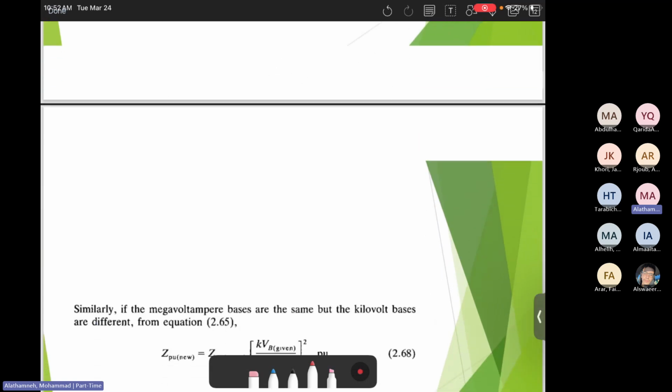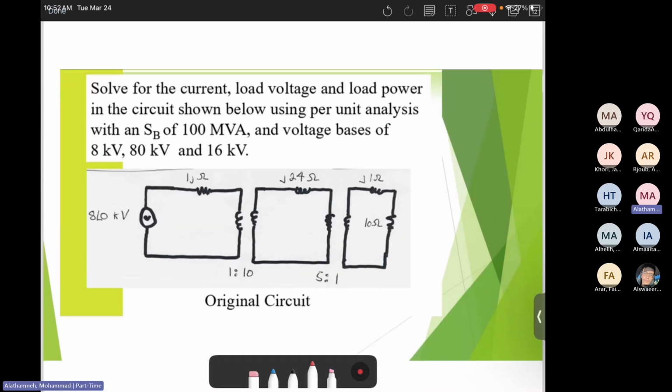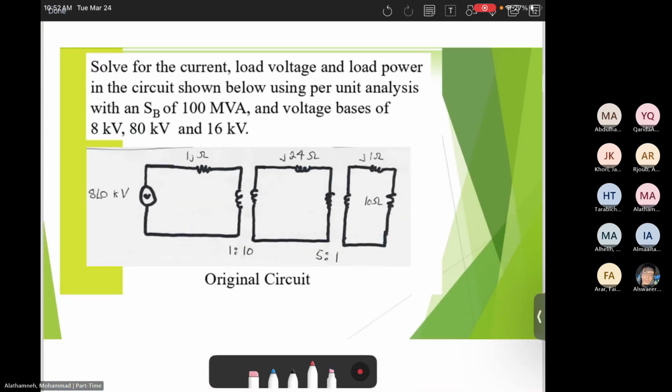Okay, then here is how we calculate the voltage Z per unit. Let's look at this example. For the currents, we need to calculate the load currents and the load voltage in this example. The problem here is that we have two transformers. These transformers can be a big burden on us. Keep in mind the voltage here is 8 kilovolts, the voltage here is 80 kilovolts, then the voltage here is 16 kilovolts. Then we need to do the calculation. When we convert everything to per units, the problem will be easier.